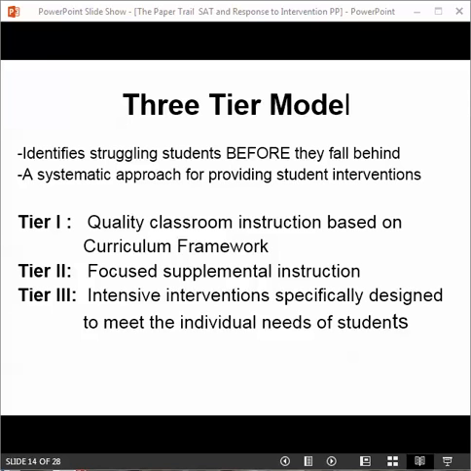So the three-tier model identifies struggling students before they fall behind. It's a systematic approach for providing students interventions. So Tier 1 is quality classroom instruction based on the curriculum.